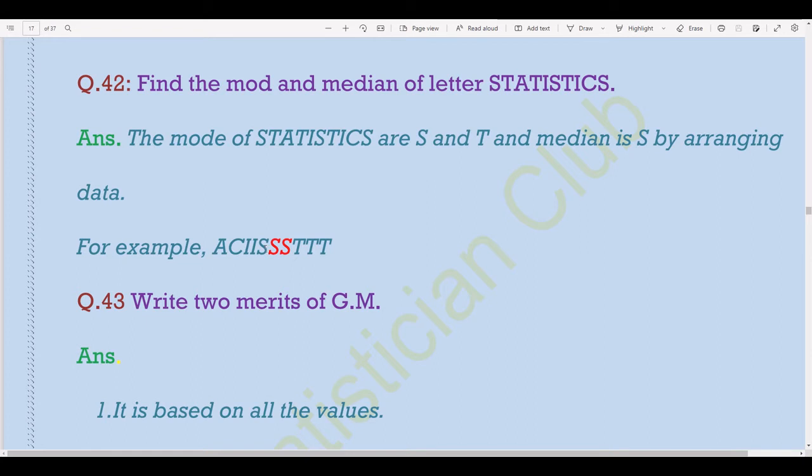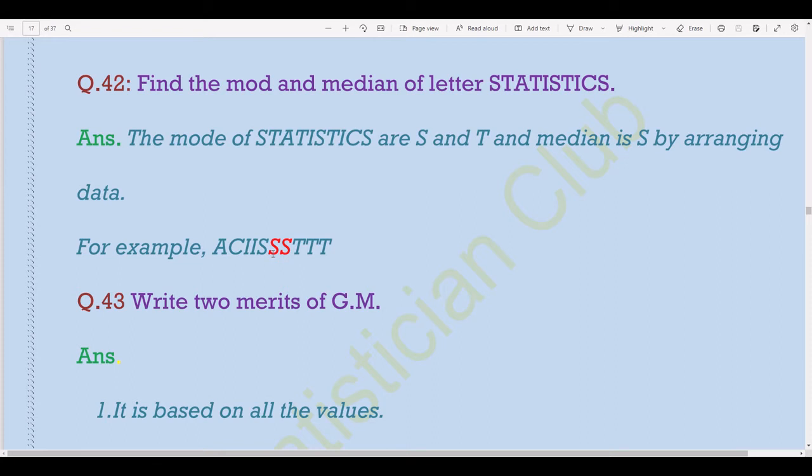So these two values, 1, 2, 3, 4, this is 5, this is 6, and 7, 8, 9, 10. The fifth and sixth, these two values are the median. So n is 10, which is even.